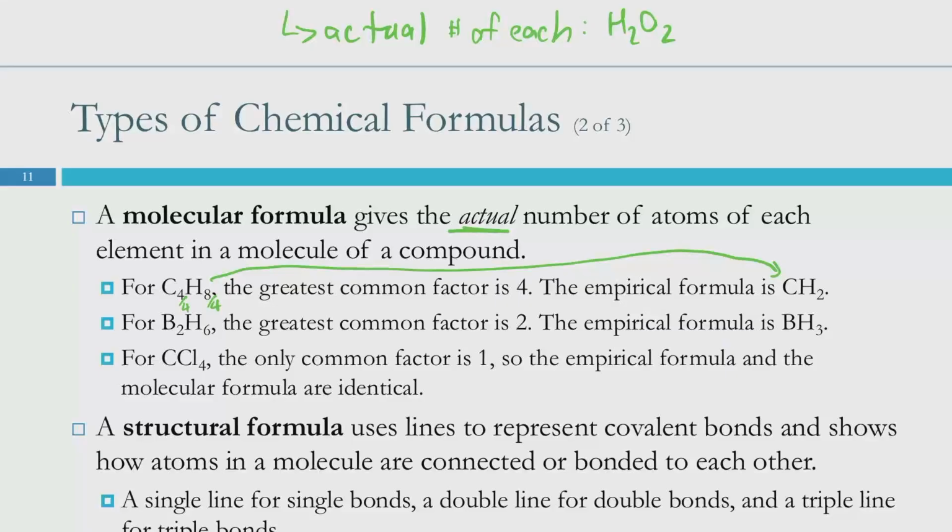For CCl4, the carbon is already a 1. 1 is the simplest whole number that we can get. So the only common factor is 1, so the empirical formula is the same. Sometimes, not always, but sometimes, the molecular formula is the same as the empirical formula. It just depends on what the subscripts are.